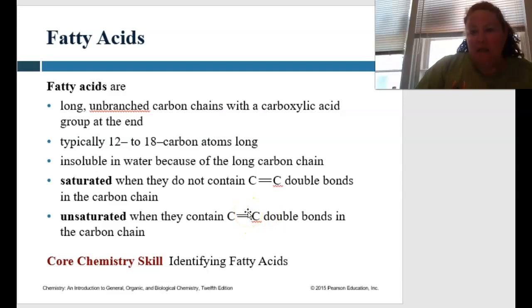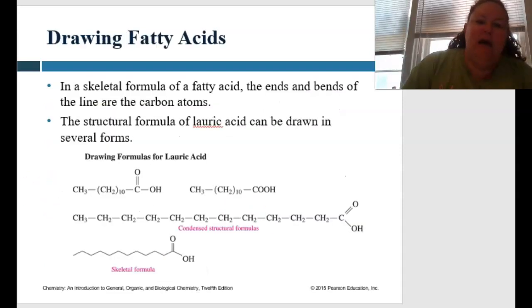And so the way I think of this is, if we are saturated with all the hydrogens we could ever want, then that's going to be saturated. But the second that a double bond comes in, it actually removes two hydrogens, one from each carbon. So it's no longer saturated with all the hydrogens that could ever fit in there. So that's just a way to keep them straight in your head.